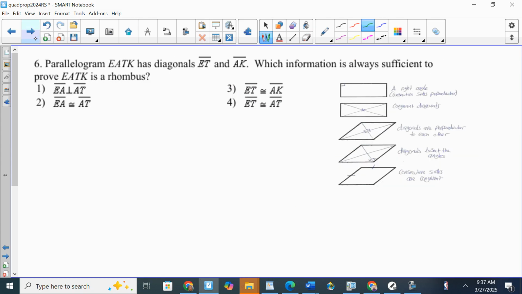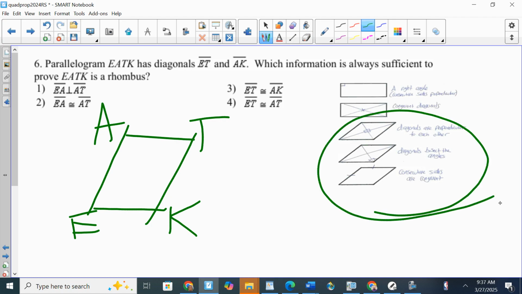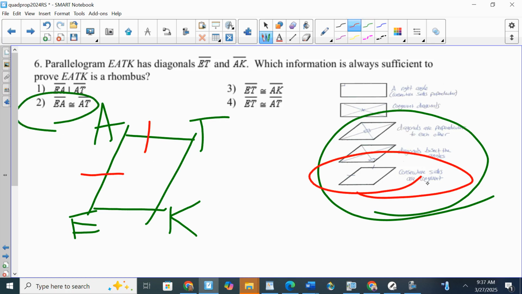6 wants me to prove that EATK is a rhombus. EATK, make sure the letters go in order. So I need one of the 3 rhombus proofs. Choice 2, EA is congruent to AT. That's consecutive sides congruent. That's one of your rhombus proofs.